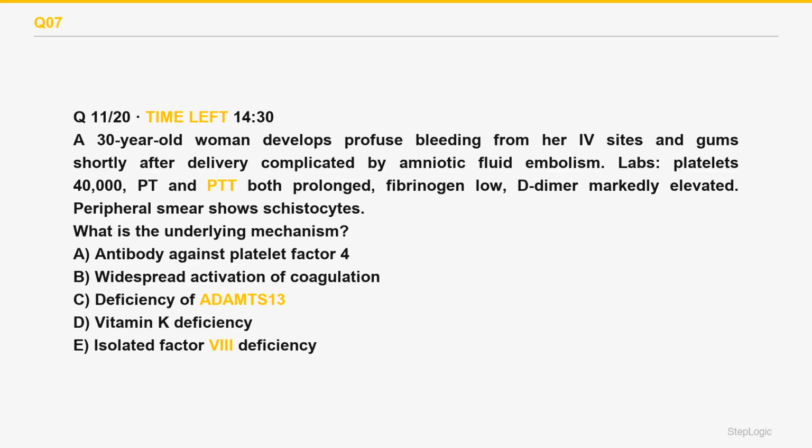What is the underlying mechanism? A 30-year-old woman develops profuse bleeding from her IV sites and gums shortly after delivery, complicated by amniotic fluid embolism. Labs: platelets 40,000, PT and PTT both prolonged, fibrinogen low, D-dimer markedly elevated. Peripheral smear shows schistocytes. Read the question. Underlying mechanism. Obstetric catastrophe, bleeding everywhere, low platelets, prolonged PT and PTT, low fibrinogen, high D-dimer, schistocytes, disseminated intravascular coagulation.